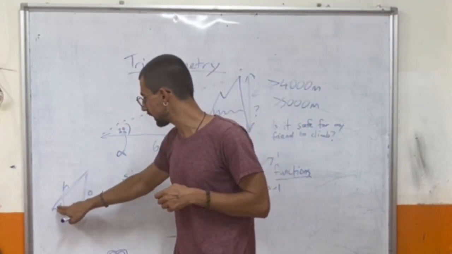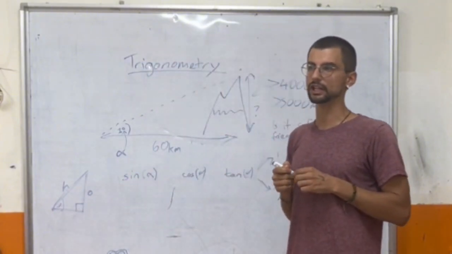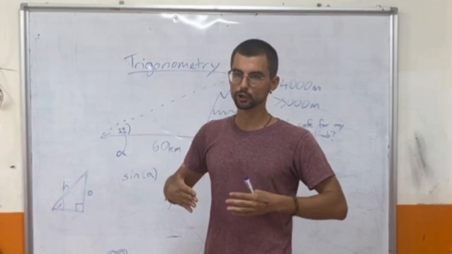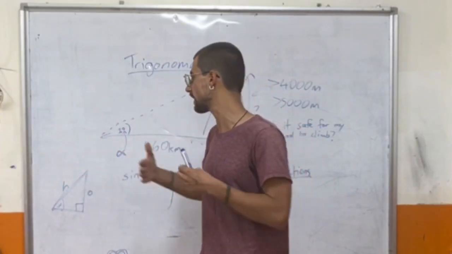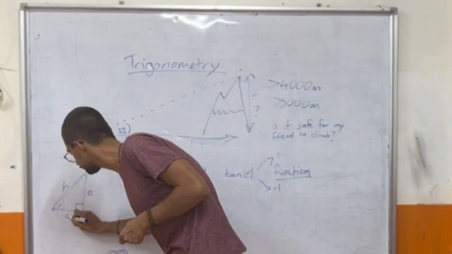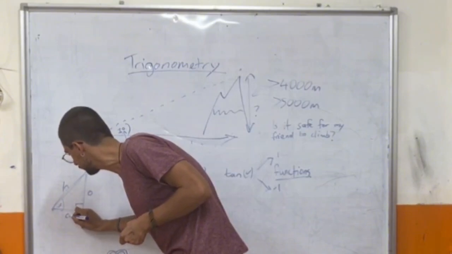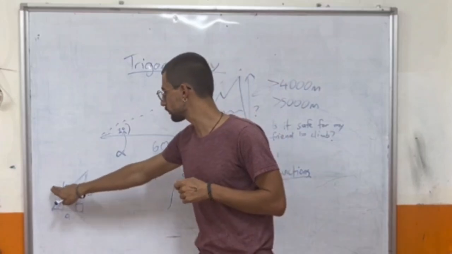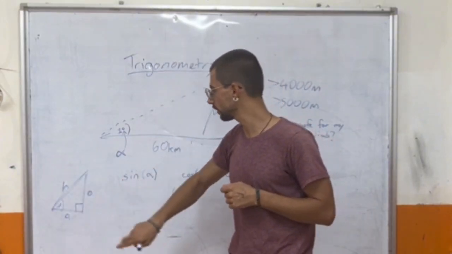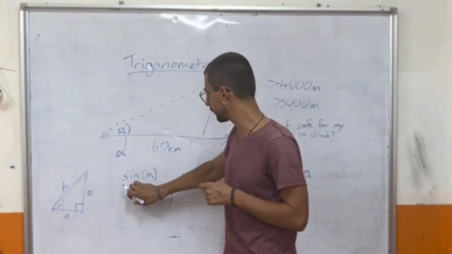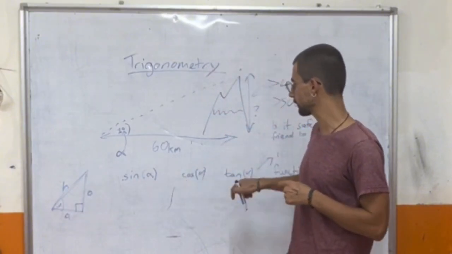And finally, the side beside the angle is going to be called adjacent, which makes sense because adjacent means you are beside something. So it's beside the angle. So adjacent. And we write the letter A for adjacent. So we've defined the three sides, which are relative to the angle. And now we can define these three functions, okay?